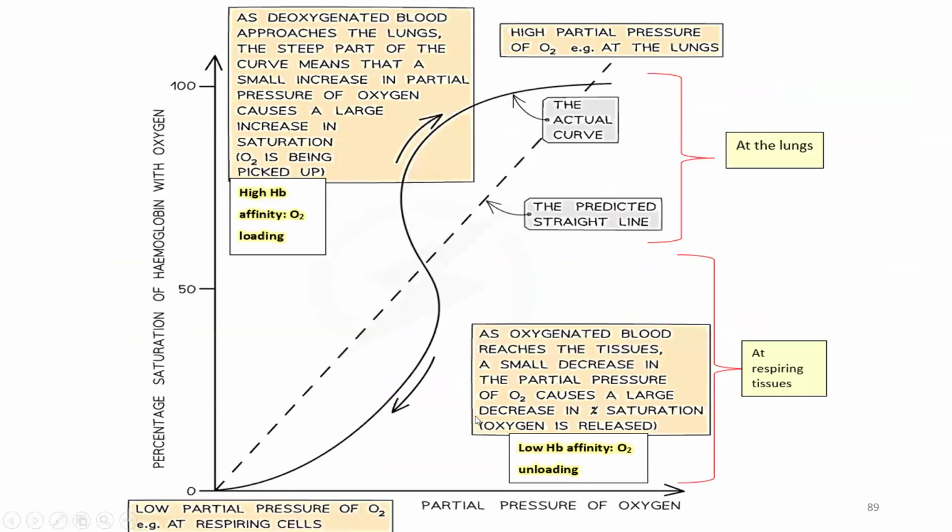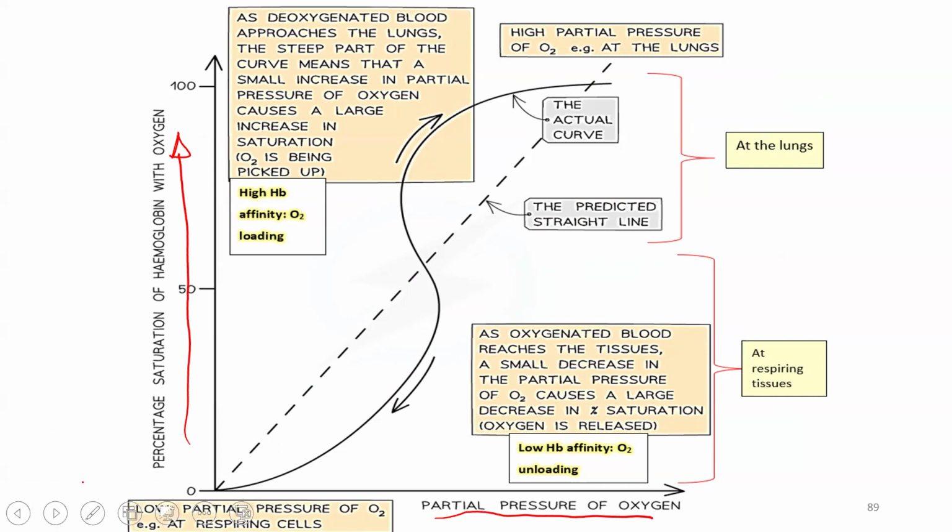Now I want to jump to this graph, because this graph is very important. Understanding always makes life easy. This is called the oxygen dissociation curve. What do we have on the x-axis? The partial pressure of oxygen, in other words, the concentration of oxygen. And what do we have on the y-axis? The percentage saturation of hemoglobin with oxygen, in other words, the affinity.